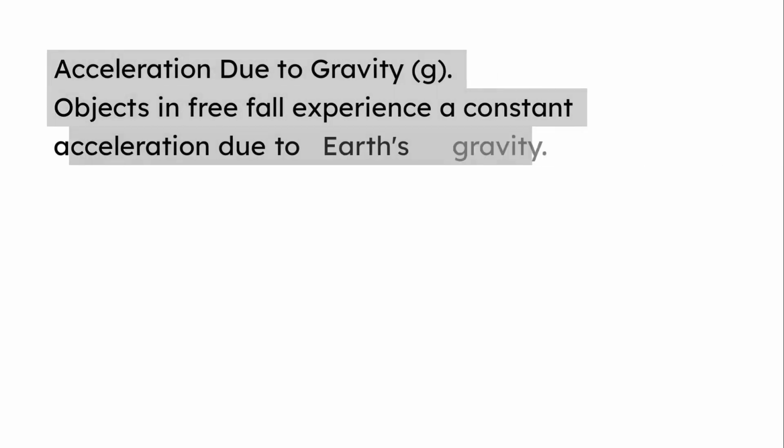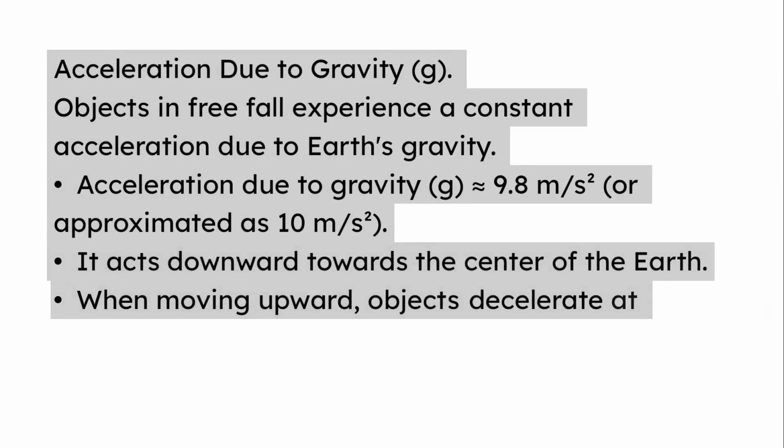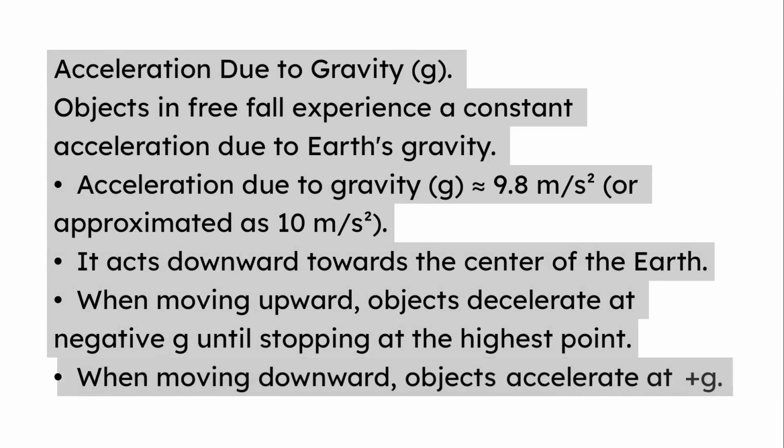Acceleration due to gravity, g. Objects in free fall experience a constant acceleration due to Earth's gravity. Acceleration due to gravity, g, is approximately 9.8 meters per second squared, or approximated as 10 meters per second squared. It acts downward towards the center of the Earth.